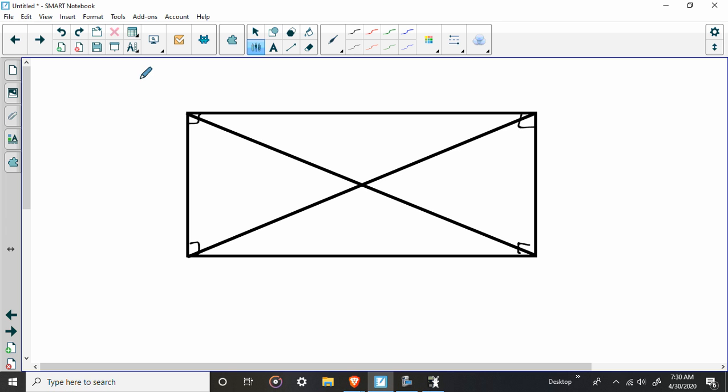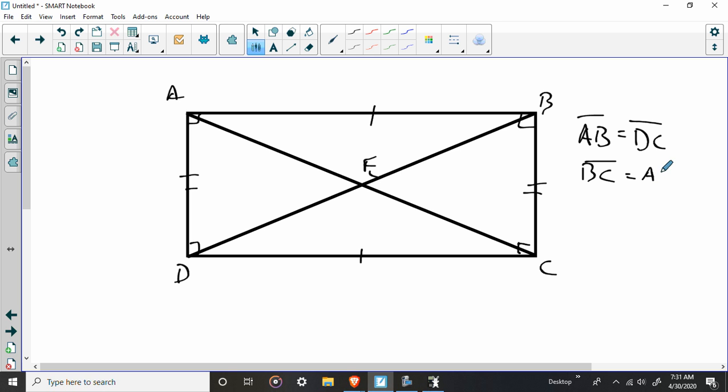So let's give these some names real quick. We'll call it A, B, C, D, and I'll plant the middle here, E. So I know that AB is congruent to DC, right? Same things we know. These sides are the same as these sides, okay? And then BC is the same as AD, right? Okay. What we know now, though, with the diagonals is the following. We now know that AC is congruent to BD, right? Your diagonals now are congruent. This line is the same length as this line. But on top of that, I also know this.